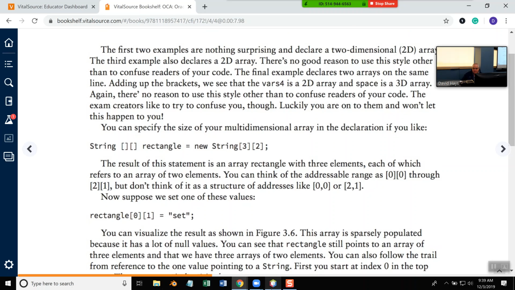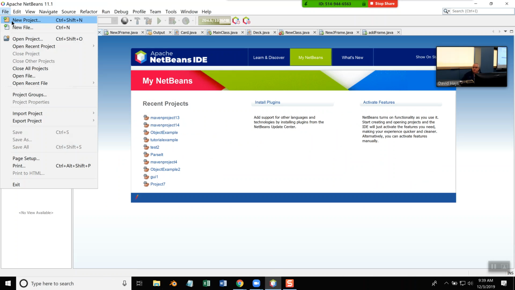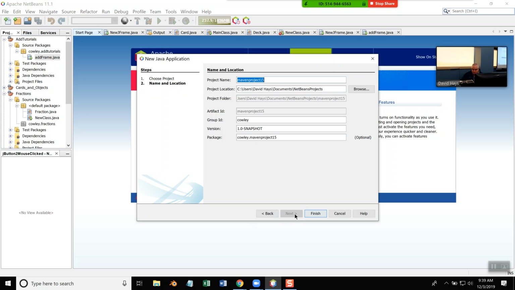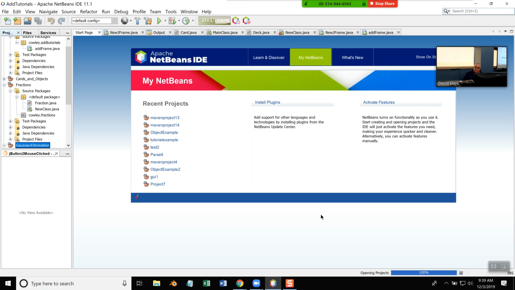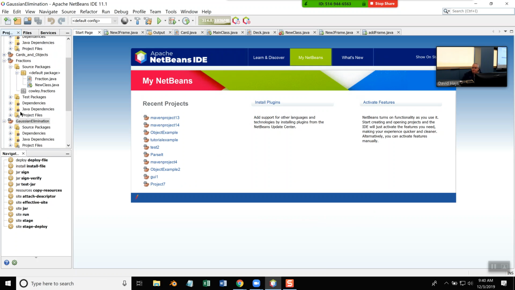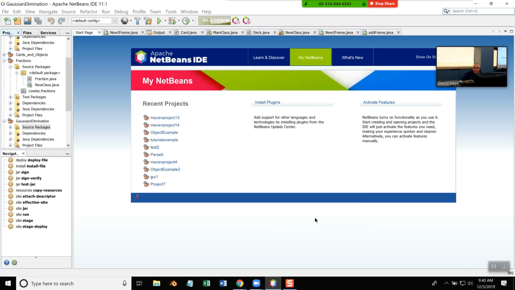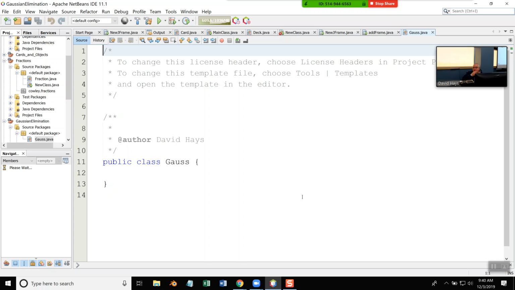Okay, so let me project. And we'll see how this goes. Okay, right click on that, choose Java class. I don't think I programmed this for 20 years. That's been longer than that. It's been 30 years.